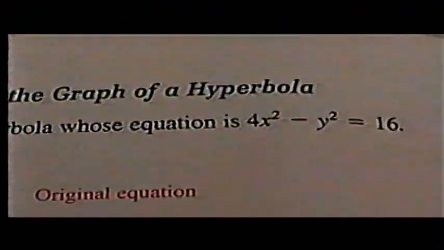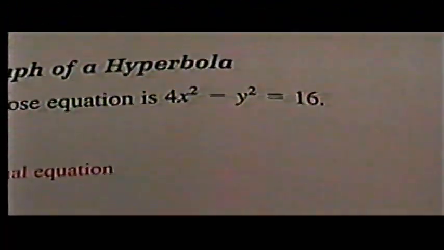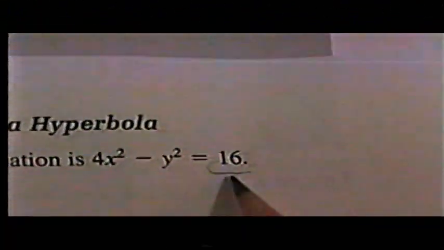Sketching the graph of a hyperbola. Sketch the graph of the hyperbola whose equation is 4x squared minus y squared equals 16. The first thing you have to do, class, is write the hyperbola in standard form. That means that you have to get 1 on the right side of the equation. To do that, you simply divide each term of the equation by 16.